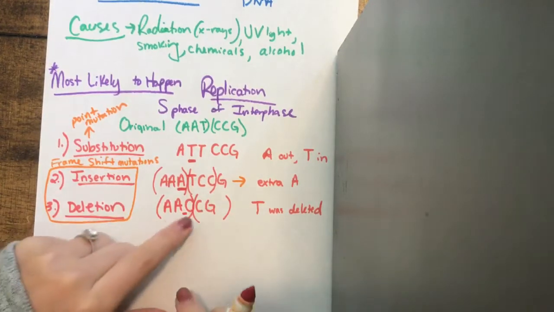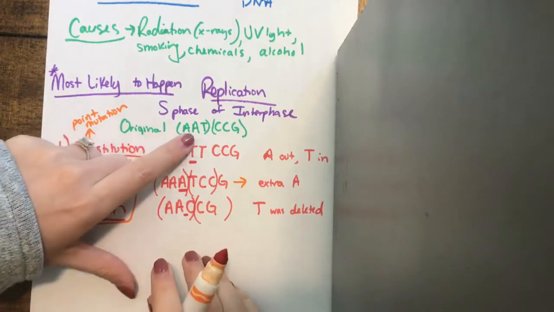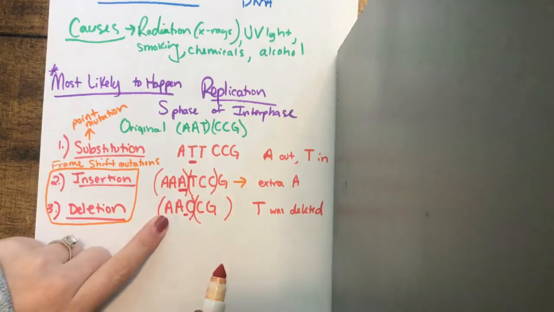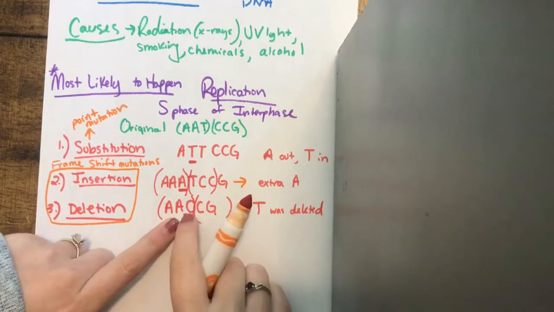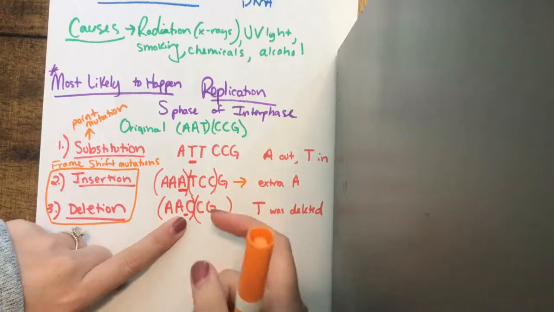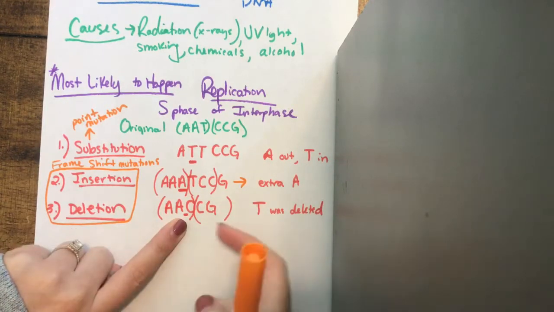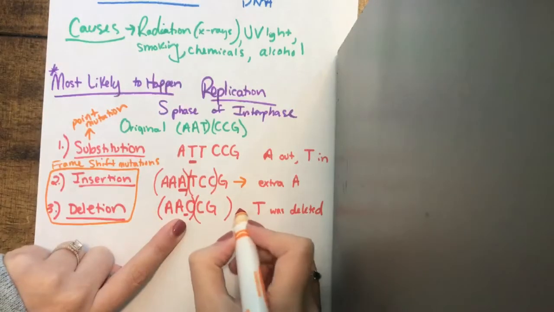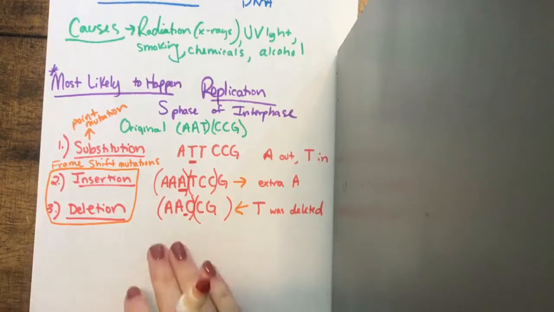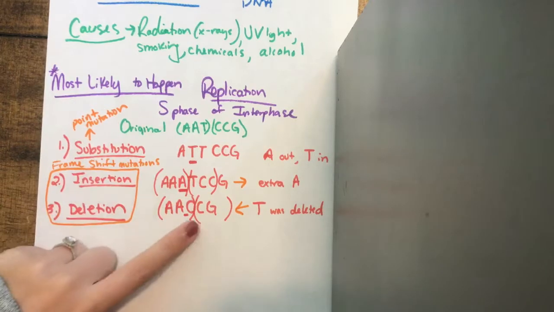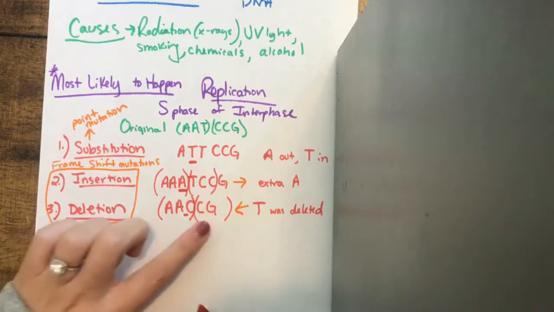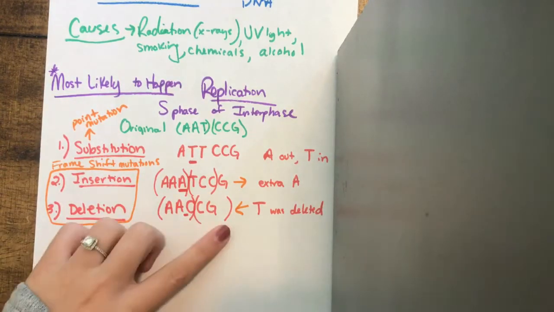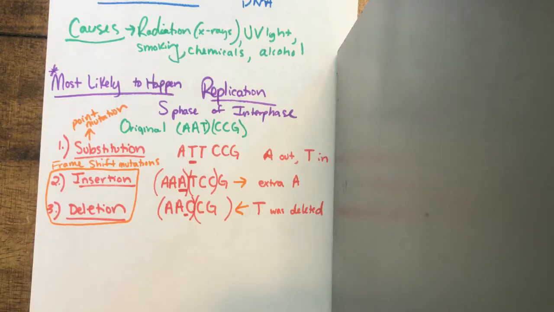Same thing with the deletion. Remember, we had AAT originally, now we have AAC because that T was taken out. Everything gets pushed to the left. Whatever was after this, everything's going to slide to the left, and it changes the reading frame. It shifts the whole amino acid sequence. And usually these aren't going to work now.